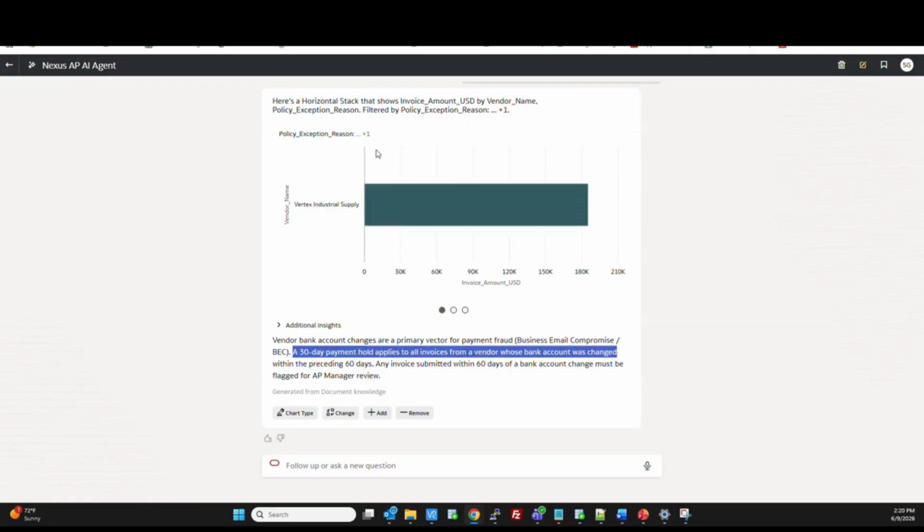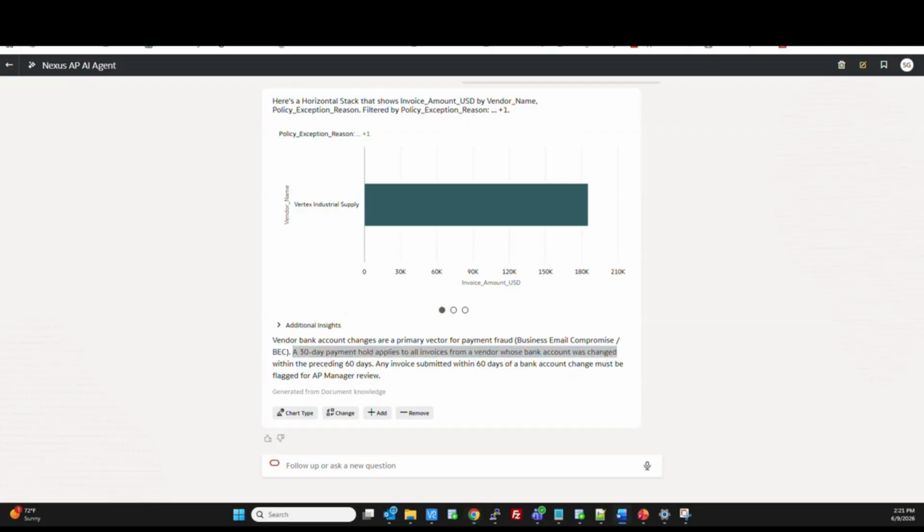So immediately our AI agent looked not only into data elements like bank account change flag and vendor name in our payables dataset, but it also scanned the knowledge documents and identified section 2.3 from the AP policy regarding bank account change protocol. The agent also looked into supplemental instructions for the account change fraud indicator rule.